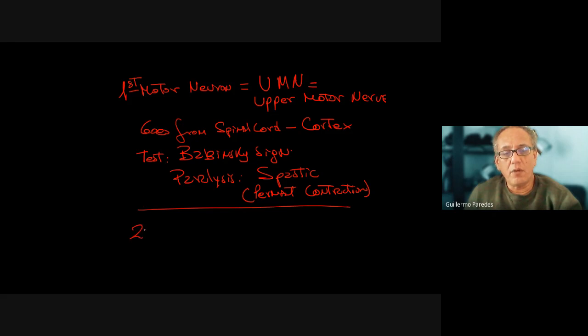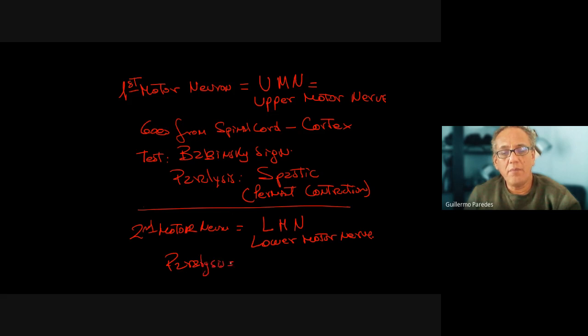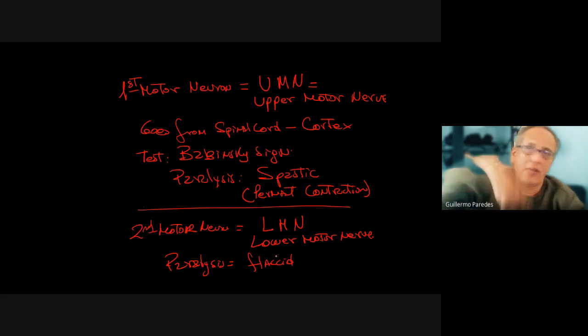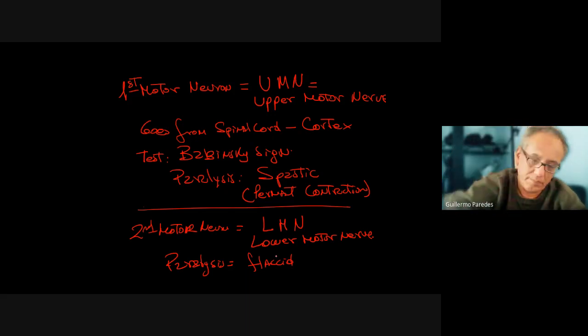The second motor neuron is called the lower motor neuron, the LMN. So the lower motor neuron or nerve. And there is no test for that. That is going to be a paralysis. This paralysis can be called flaccid paralysis. So your muscle is totally relaxed. You cannot contract at all. You okay with that?